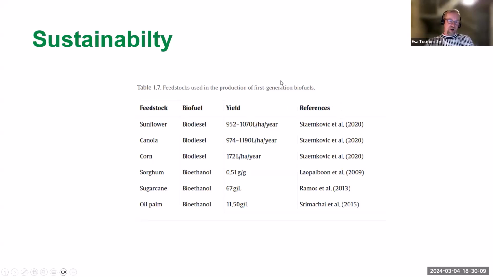But that was just one aspect of biofuels. In the course book, there is one chapter on growth rate and product yields and such kinds of things. So those are quite important to take into account.